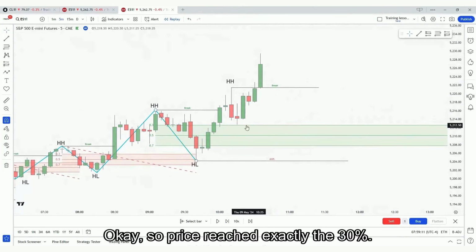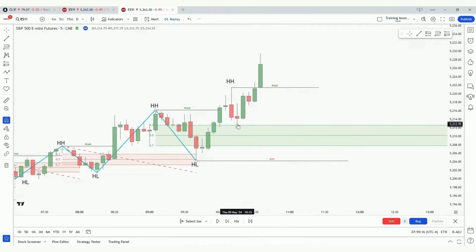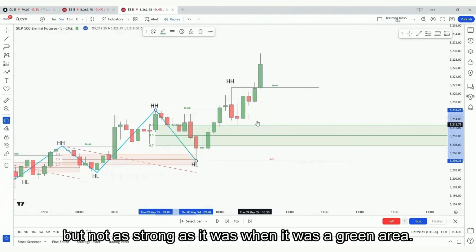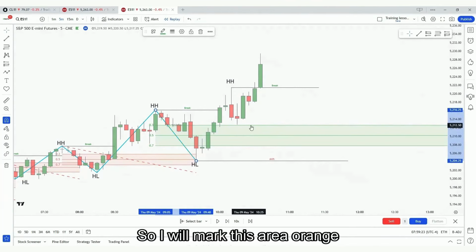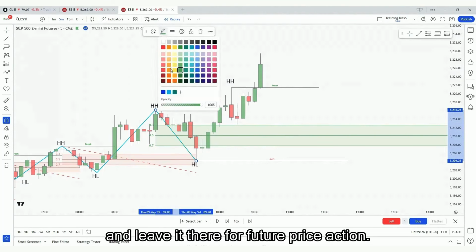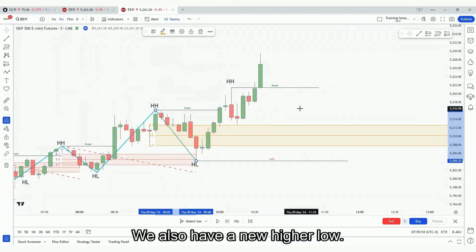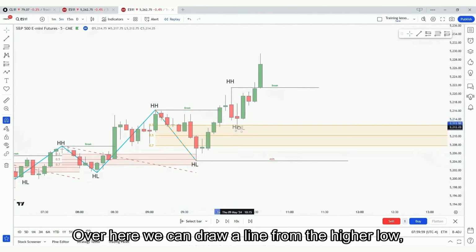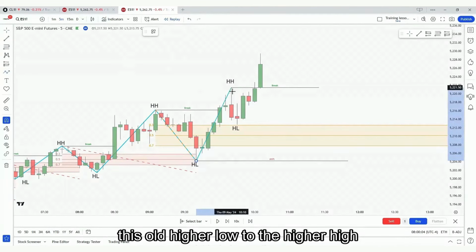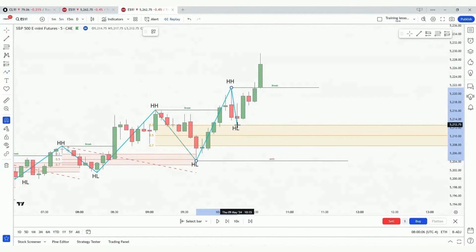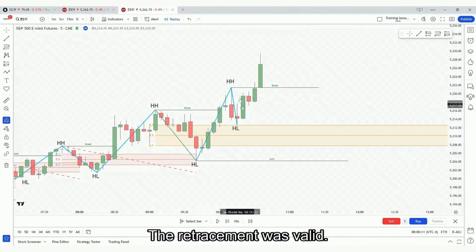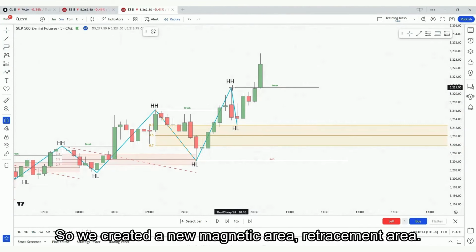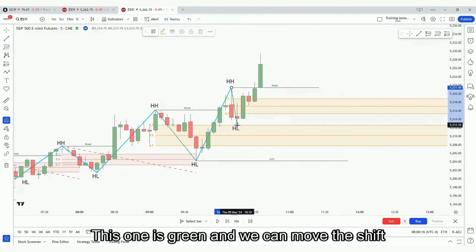Okay, so price reached exactly the 30%. That means this area is still magnetic, but not as strong as it was when it was a green area. So I will mark this area orange and leave it there for future price action. We also have a new higher low over here. We can draw the line from the old higher low to the higher high, to the last higher low. The retracement was valid, so we created a new magnetic area, retracement area. This one is green.